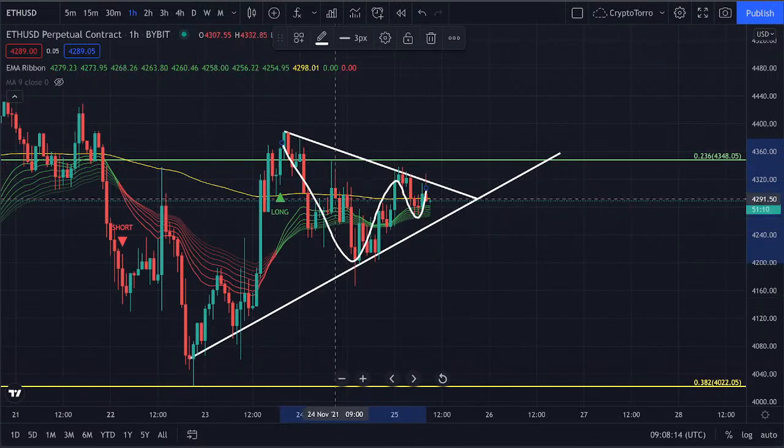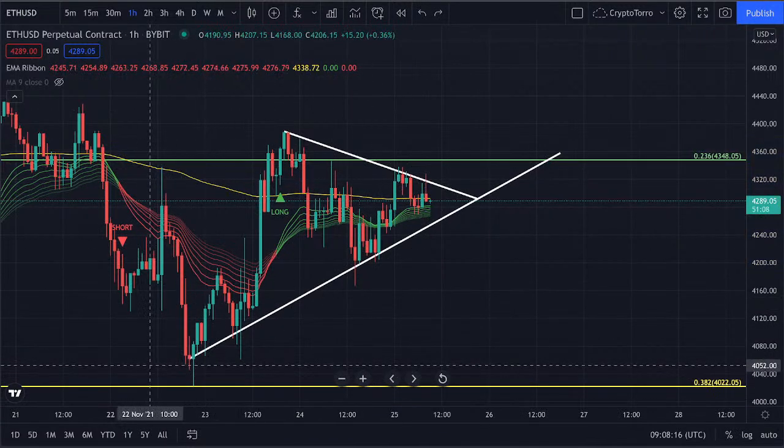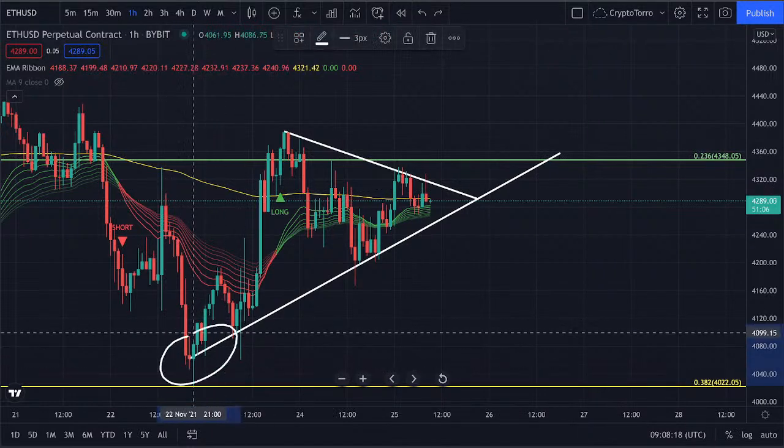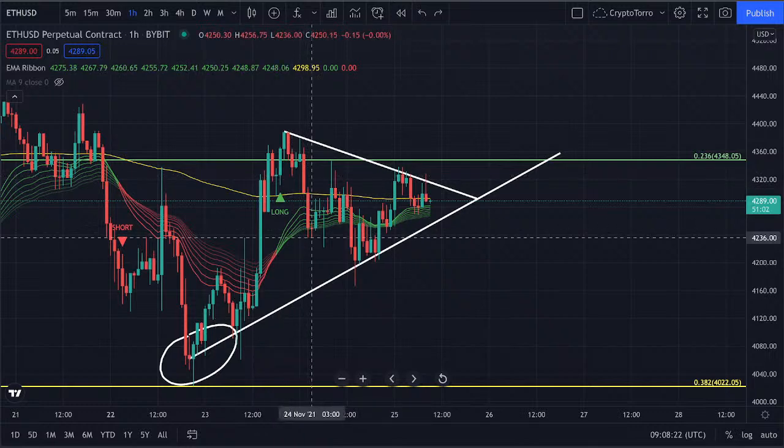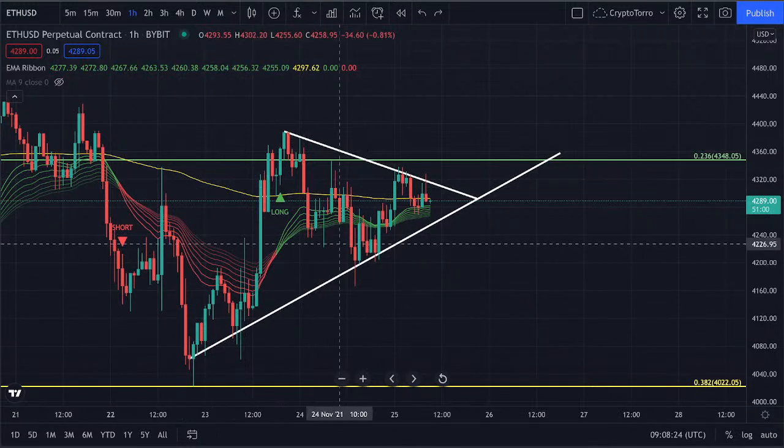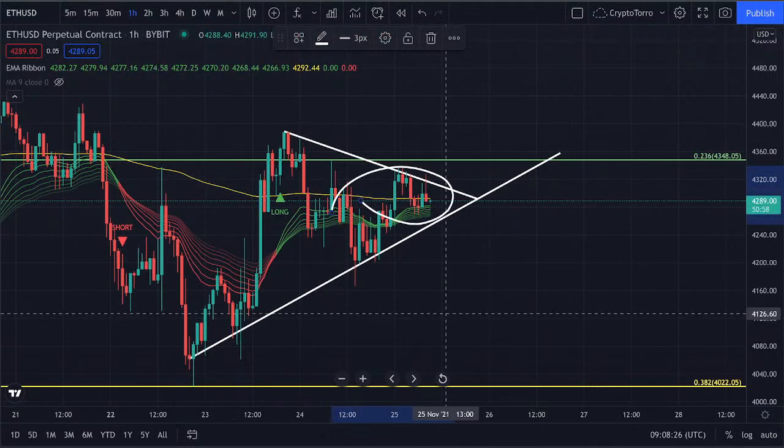accumulation taking place. What you can clearly see right now is this ascending support. We have seen multiple touch points on top of this ascending support line. Very important right now, and what I must admit looks very good, is that we are holding strong on top of the EMA ribbon.